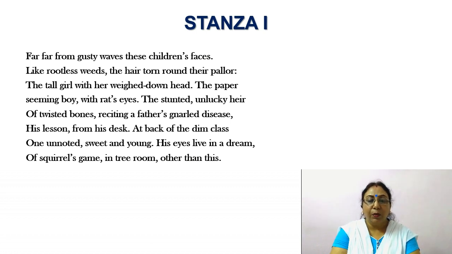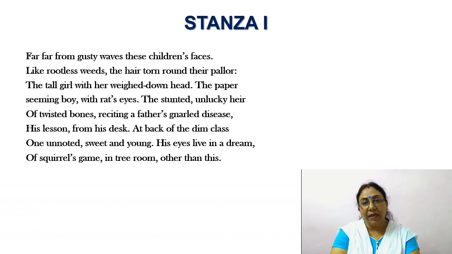The tall girl with her weighed down head. In one corner of the classroom, a girl is sitting whose head is weighed down because she is ill and exhausted with poverty and deprivation. The paper-seeming boy, another boy in the class, seems to be like paper. That means he is as thin as paper, with rat's eyes.